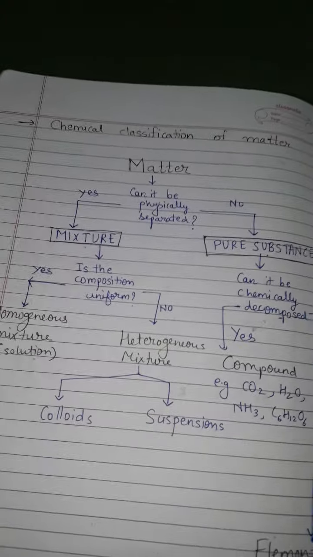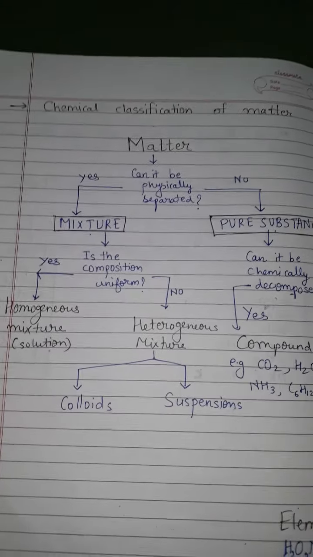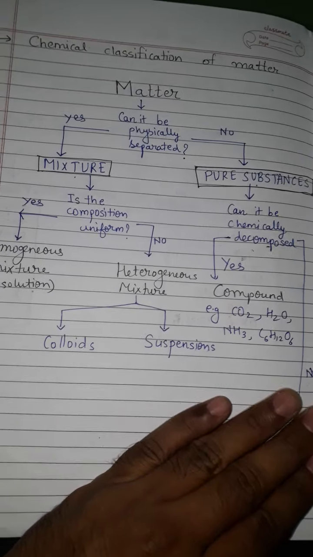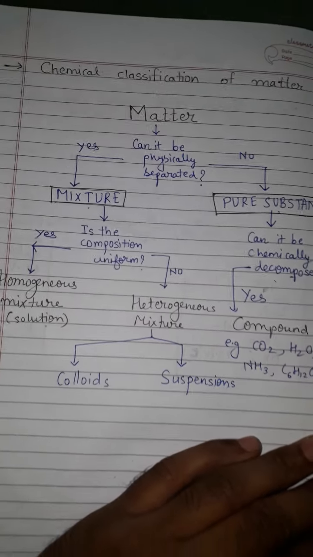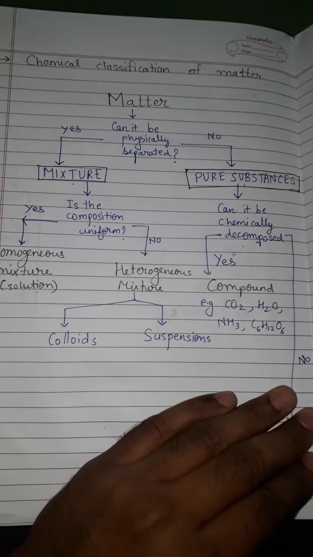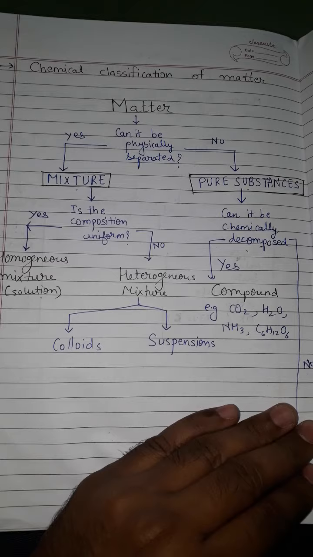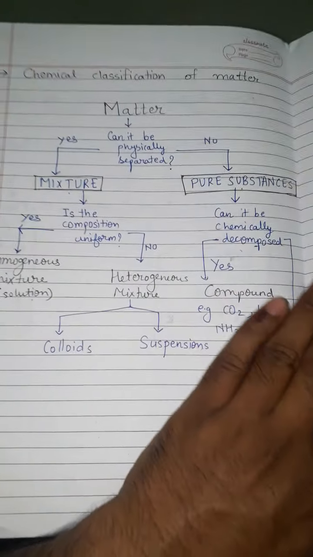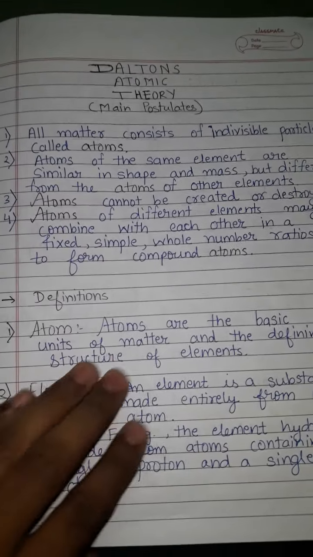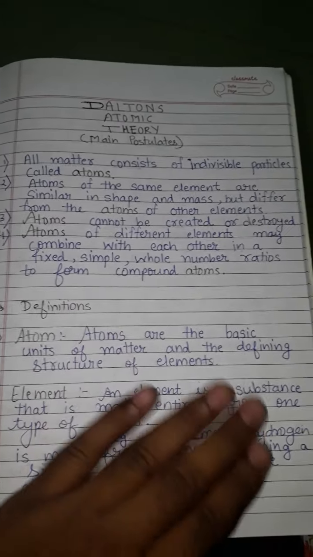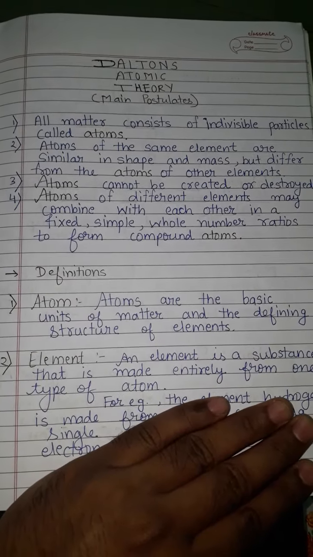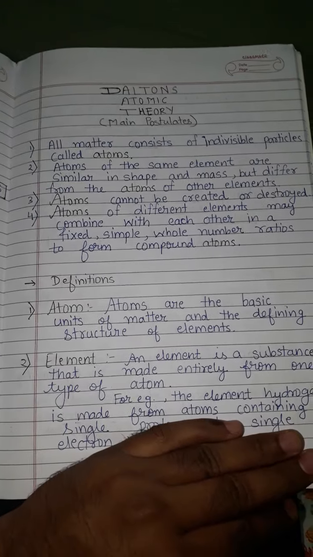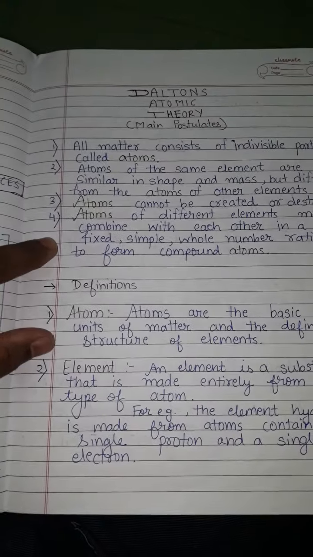Then the second classification of matter is the chemical classification of matter. This flow chart I have already given in the first video of this lesson, measurement of matter part 1. So this type of chart you can write, chemical classification of matter. Then Dalton's atomic theory. This Dalton's atomic theory I have also given in the part 1 slide. So here you have to write 4 postulates. There are various other postulates also, but these 4 are main, so I have written these 4.